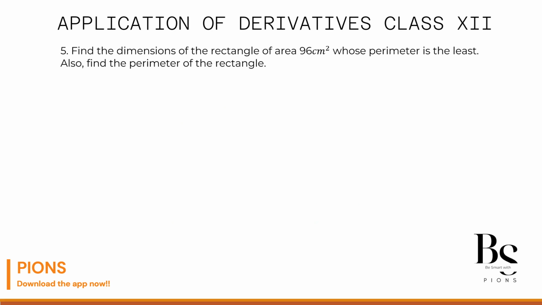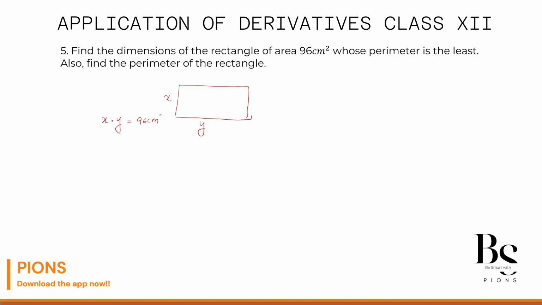Let's move to question number 5. Our question number 5 says, find the dimensions of a rectangle of area 96 centimeter square. So you are given a fixed area. Area is the given quantity. Let's take the length of this rectangle as x and the other side as y. The area will be simply x into y, and x into y is given as 96 centimeter square.